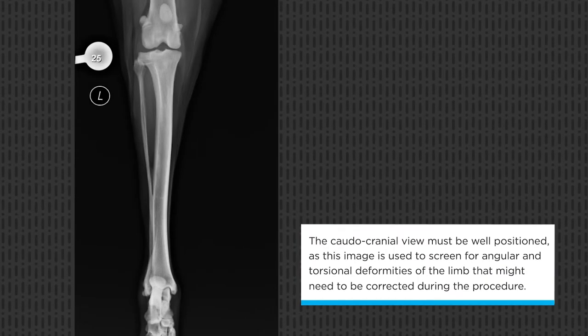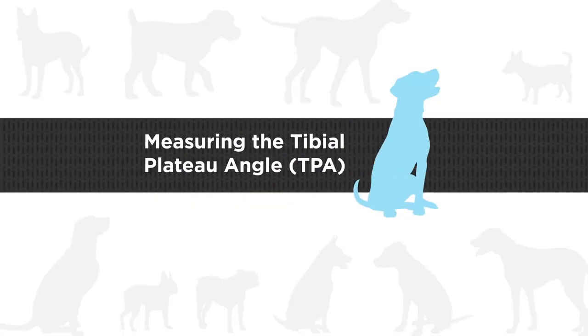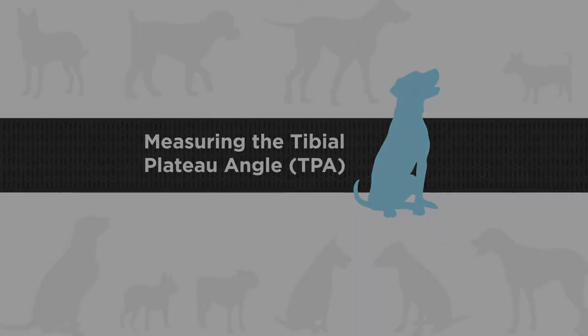The caudocranial view must also be well positioned, as this image is used to screen for angular and torsional deformities of the limb that might need to be corrected during the procedure. The mediolateral radiograph will be used to measure the tibial plateau angle, or TPA.